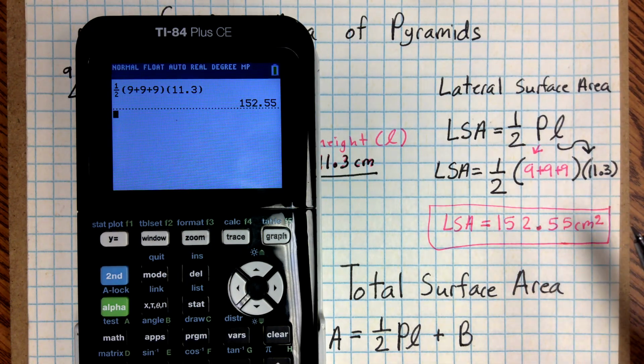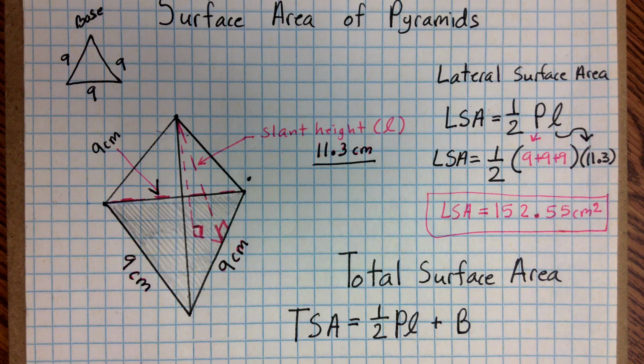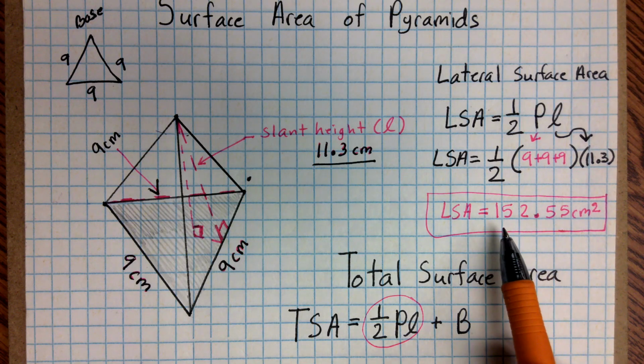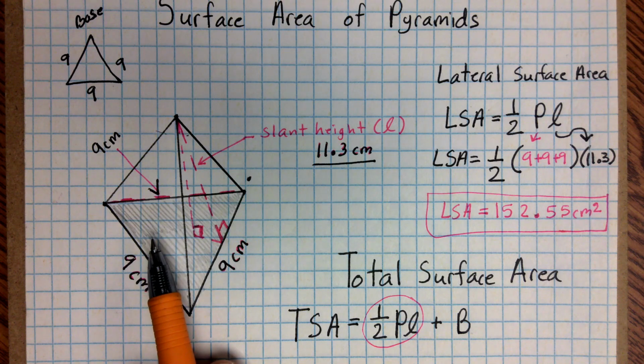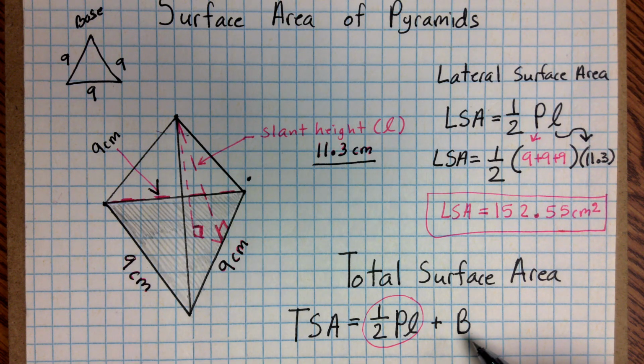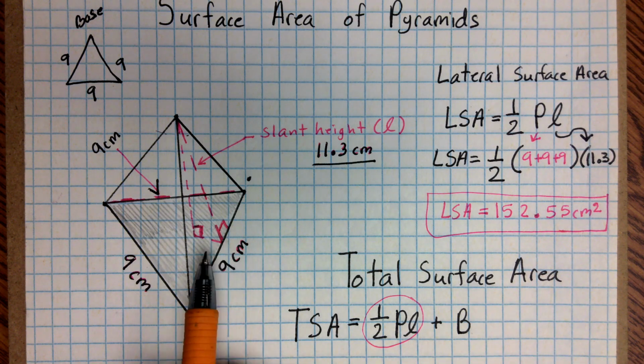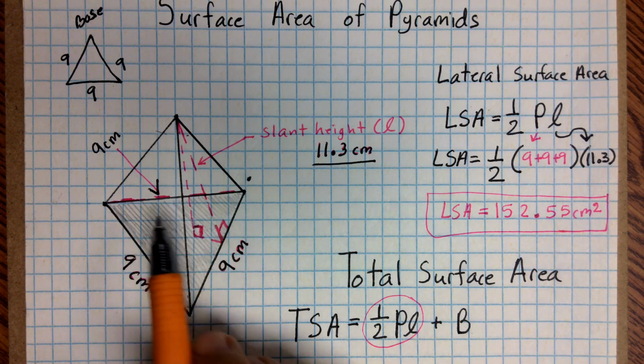Now let's move on, and we're going to do the total surface area next. For the total surface area, we have already calculated our lateral surface area, which is represented by this part of the formula. So for that part, I'm not going to enter it back in. I'm just going to put in 152.55 for the lateral surface area. And then we have to add the area of the base. Now notice that once again, with a pyramid, we only have one base, but we do have to find the area of it. And unlike the square-based pyramid, we actually have a triangular-based pyramid right here.